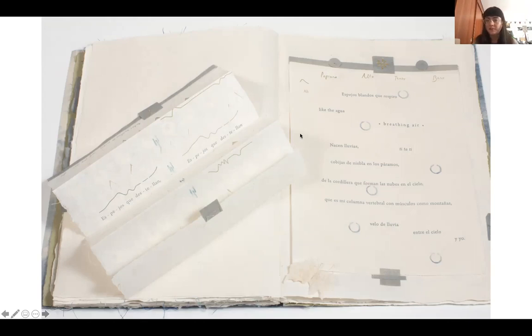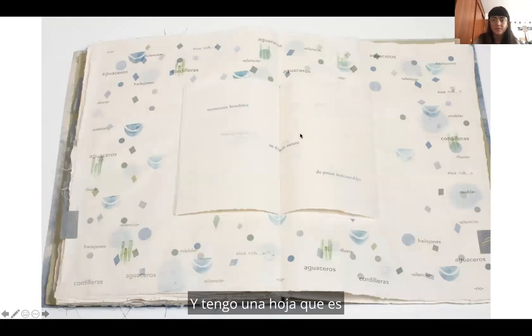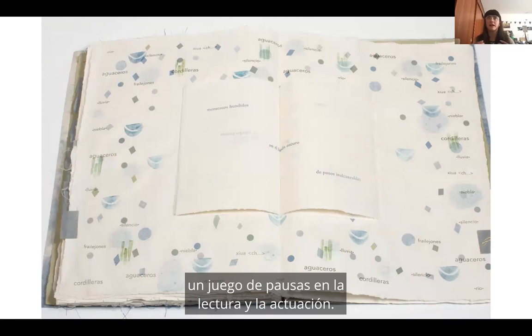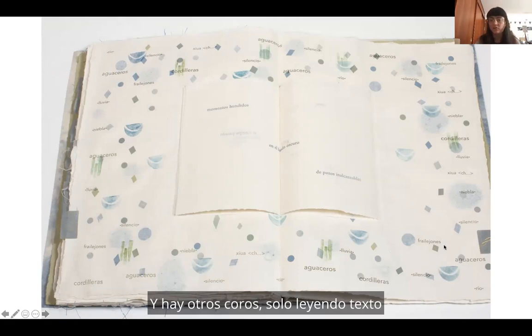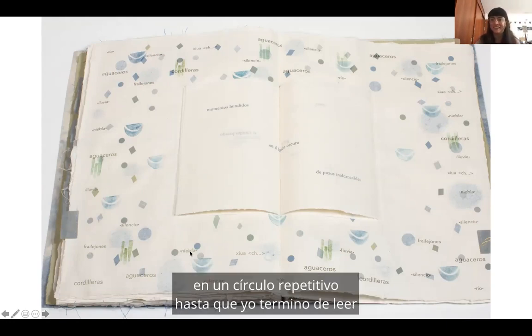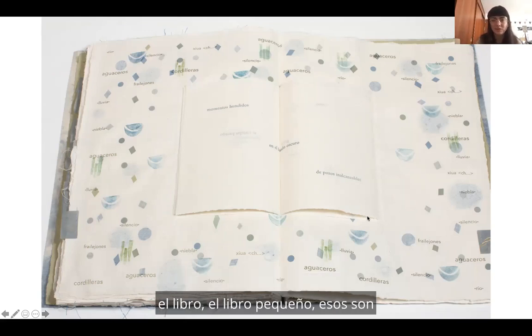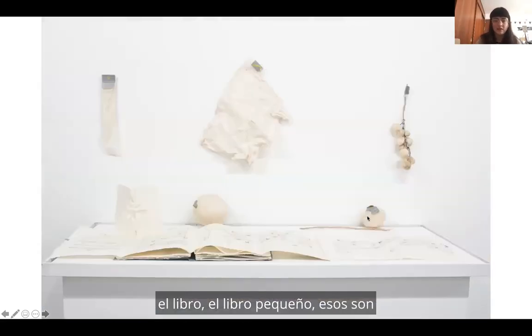And then we have one spread that is a little book inside a book. And so the act of passing the page also involves a game of pauses in the reading and the performance. And the choir is just reading this text in a circle repeatedly until I finish reading the little book. This is sort of what the elements were.